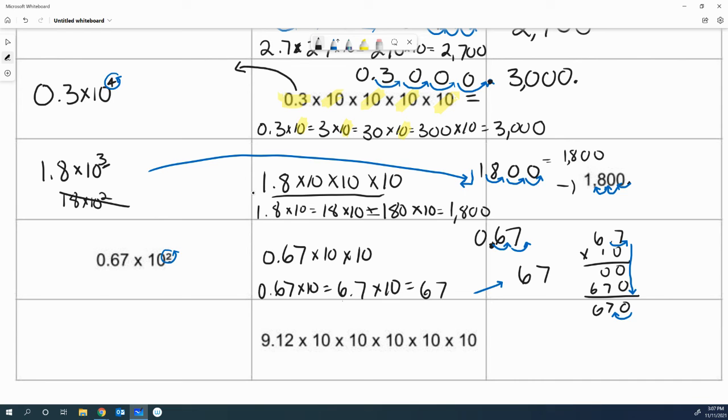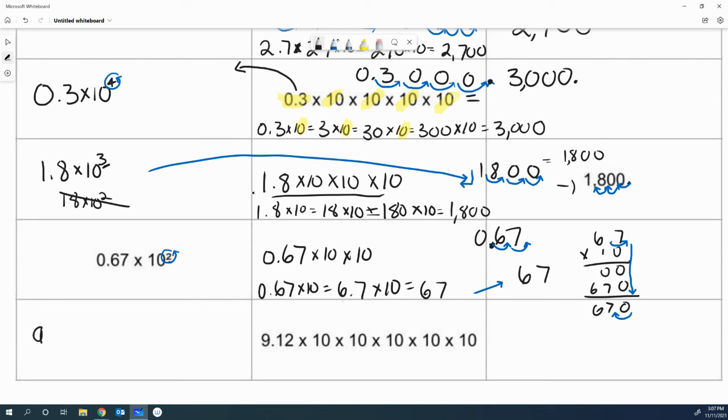Let's go ahead and try the last one. For this last one, it looks quite large. We've got 9 and 12 hundredths times 10 times 10 times 10 times 10 times 10. Go ahead and turn that into, let's do scientific notation first. And I know you probably can't write exponents on your Nearpod. So what I want you to do instead of trying to write the exponent is just say to the power of blank. So you're going to say something times something to the power of something. Go ahead and try it out.